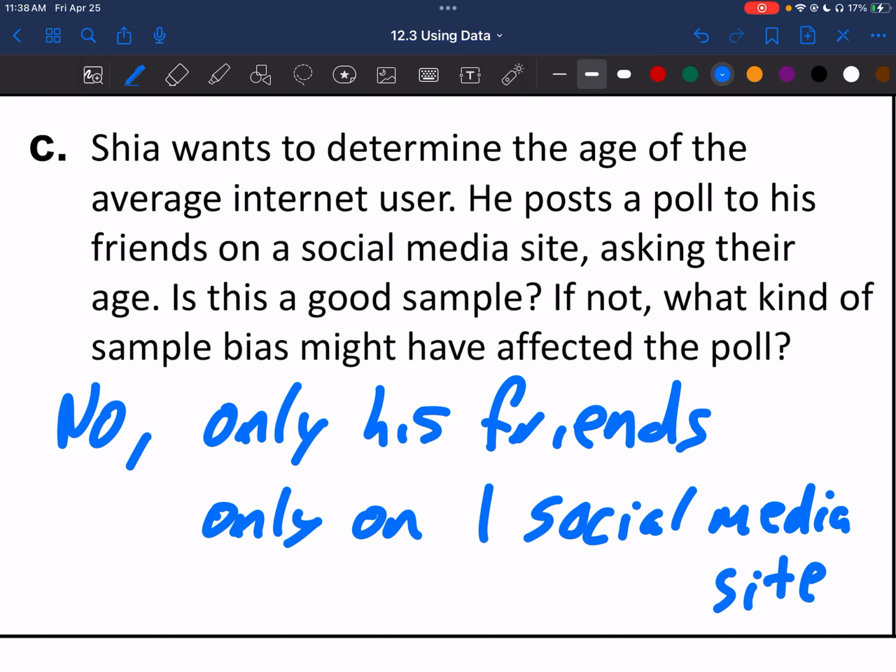So, depending on your social media platform, you are going to get a bias in your sample because of the typical users of that platform. Now, if this was being broadcast on all social media networks and platforms, then perhaps it's a little better of a sample, but it's still limiting yourself to only one person's friends.